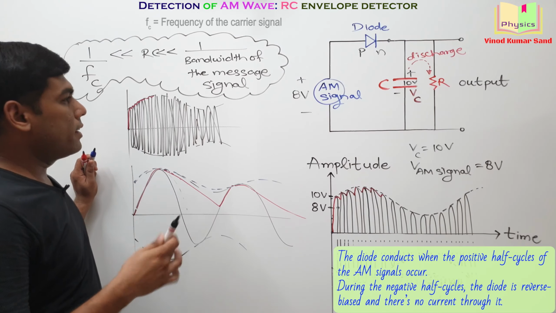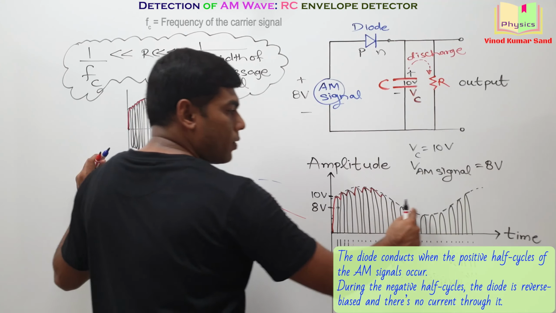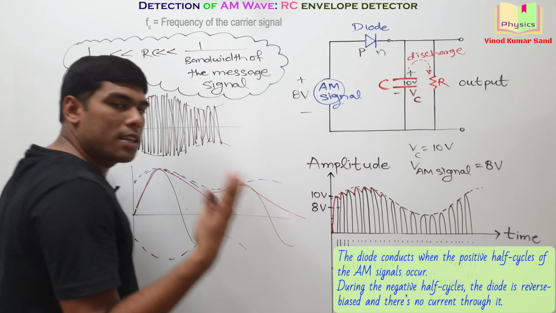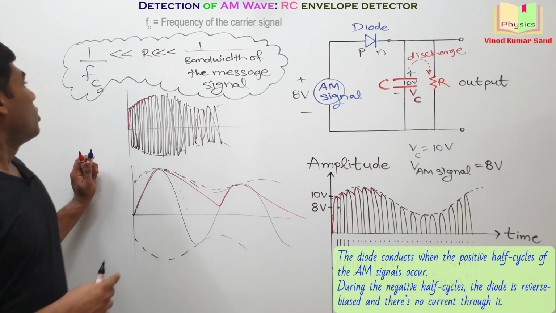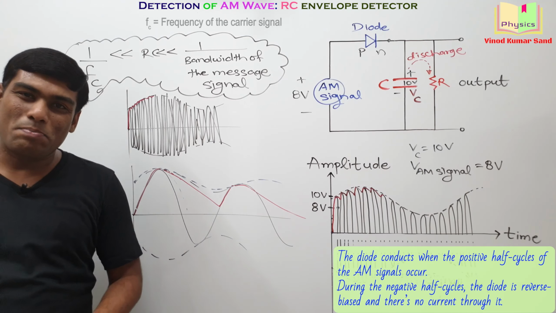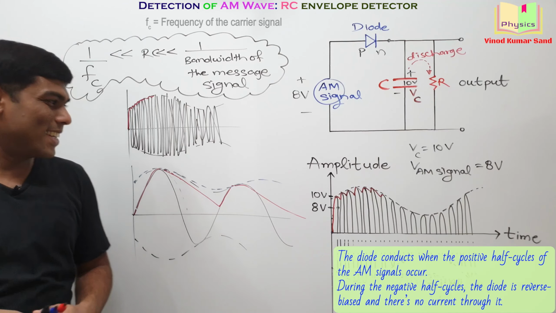This is how we detect the envelope. Okay, and this envelope gives us the idea about the message signal. You note it down, then we'll take up the question on the next screen.